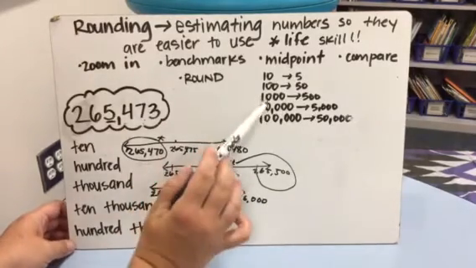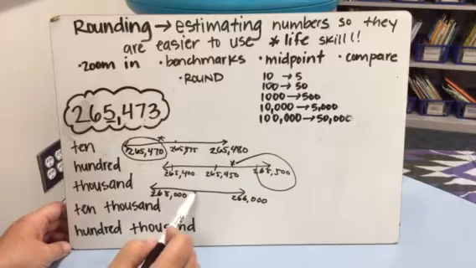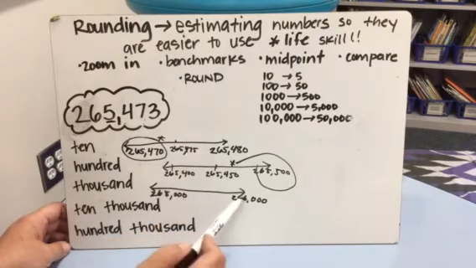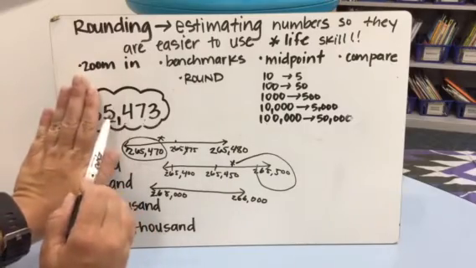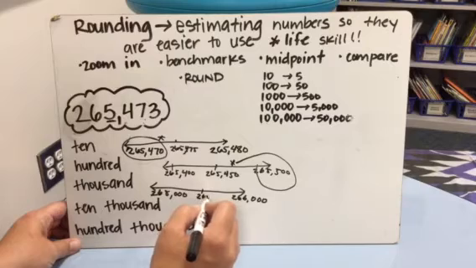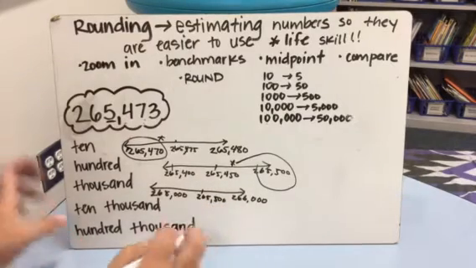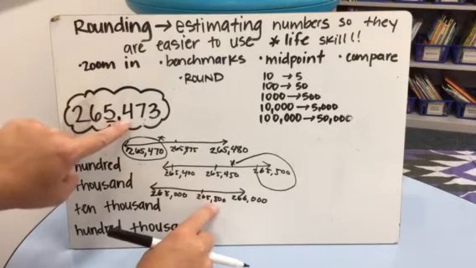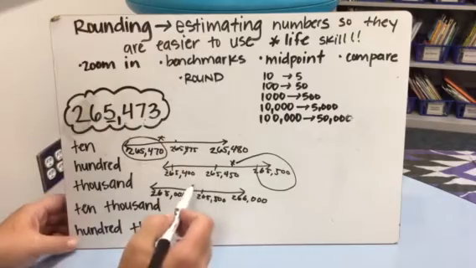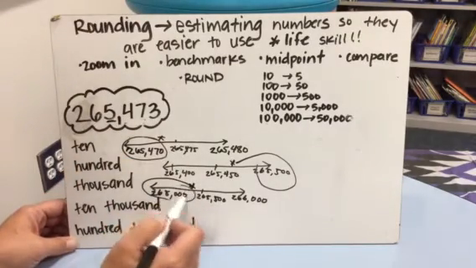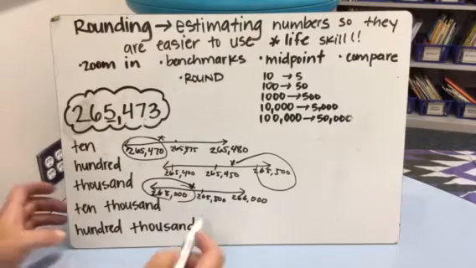All right, now my thousands benchmark is 500 because 500 from here and 500 here gives me 1,000. So a third grader would say 5,500. So it's just going to be 265,500. And when I compare, my thousands period is the same. It's my hundreds that are different. It has less hundreds, 4 here, 5 here. So I'm going to round down.